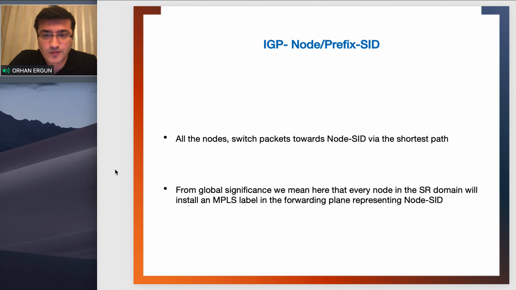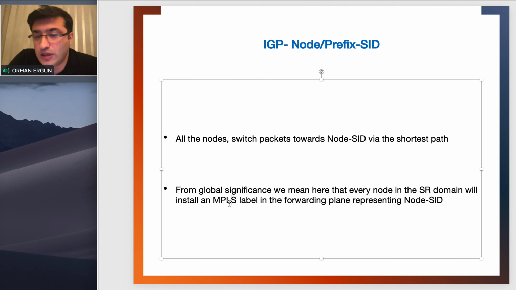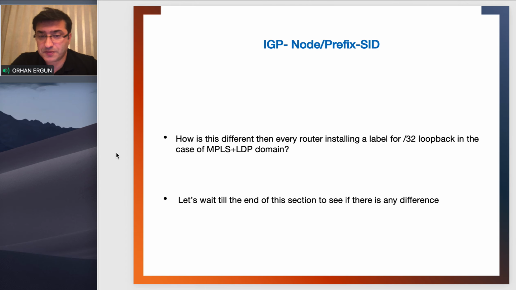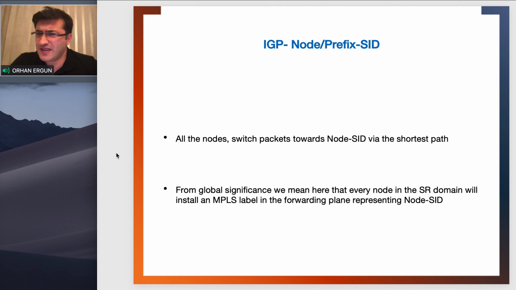By global significance, we mean here that every node in the SR domain will install an MPLS label in the forwarding plane representing the node segment. So you have 100 routers. All of those 100 routers will know how to reach this node segment, guys, by utilizing the shortest path, obviously, whatever the IGP tells that router. Then from that aspect, it is the same as LDP, right? Yes, of course, LDP follows. RSVP also follows it by default. By default, LDP as well as RSVP follow the IGP shortest path.